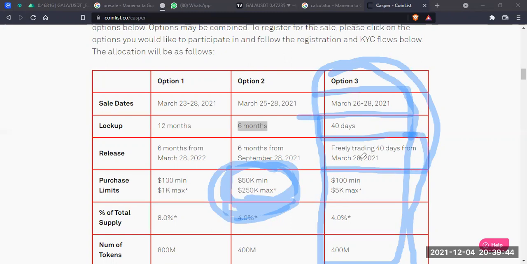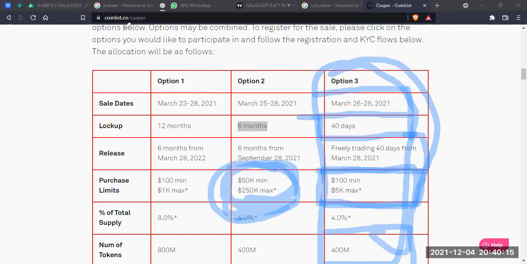From March 28th, after 40 days, they're going to release it for you, and you can trade it. You can sell it or exchange it for USDT. The purchase limit is $100 minimum and $5,000 maximum, and it has a total supply of 400 million tokens.